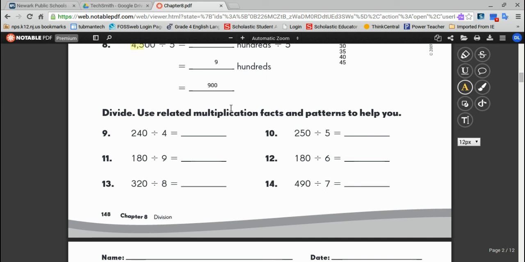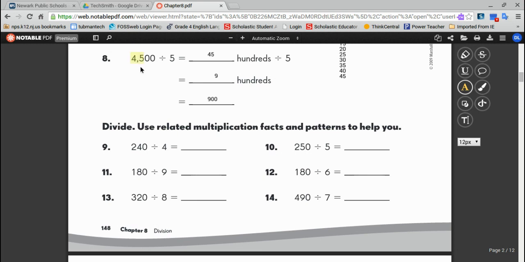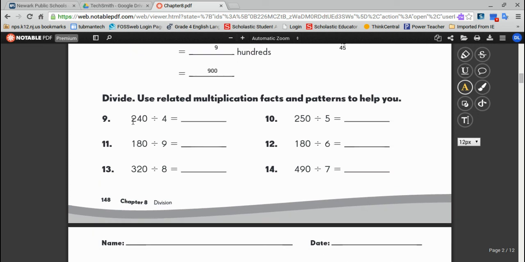So over here it says divide, use related multiplication facts and patterns to help you. So this is the same exact thing we did up here. Try to divide the beginning numbers first, and then you want to make sure that you put that 0 or that tens or the hundreds or whatever zeros you have at the end. So we're going to do one more and you can do the rest yourself. So this is 240 divided by 4. So if I look at the first two numbers, because I have the 0 at the end, I'm really looking at 24. I'm going to highlight that.